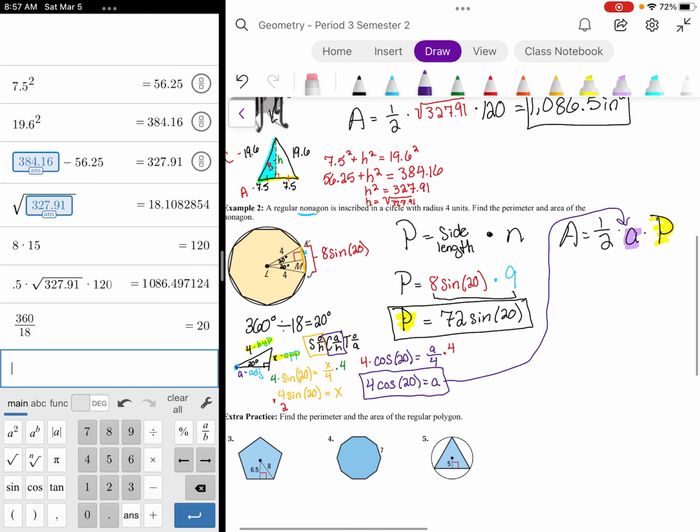And we already know that this, oh, not that one, sorry. And our perimeter is going to be plugged in up here.